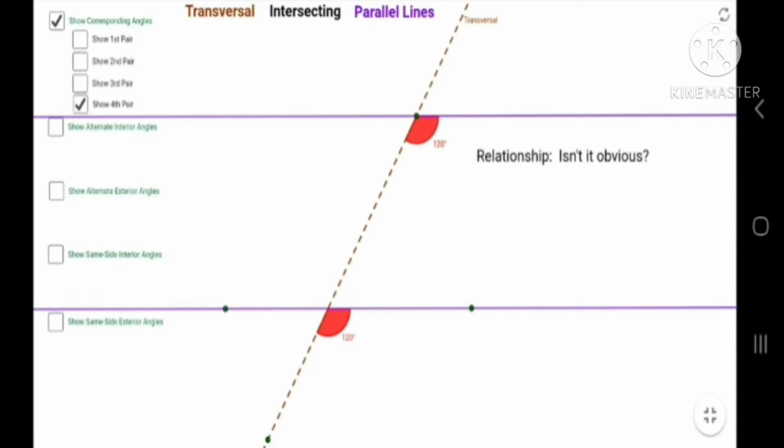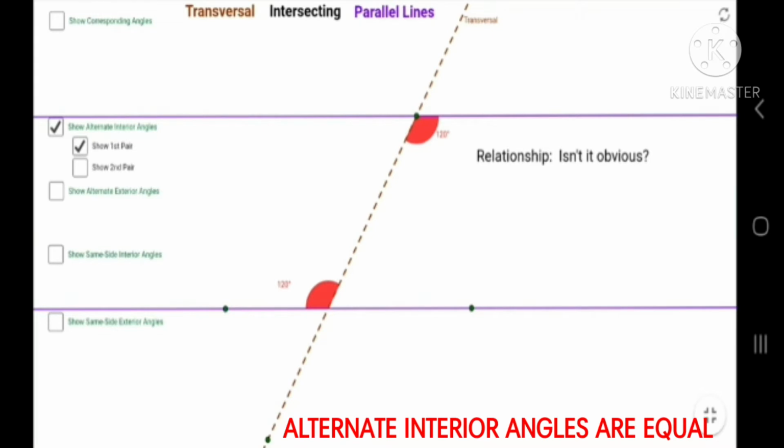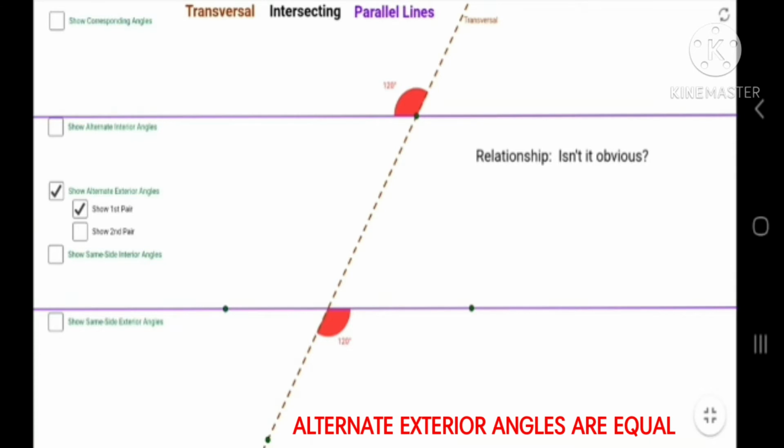Next, alternate interior angles. Now let's see what the relationship is. For the first pair, each is 120 degrees and the second pair each is 60 degrees. This shows that when a transversal intersects parallel lines, all the pairs of alternate interior angles are also equal, each being 120 and 60. Next, alternate exterior angles. The same thing goes with alternate exterior, so all pairs of alternate exterior angles are also equal.